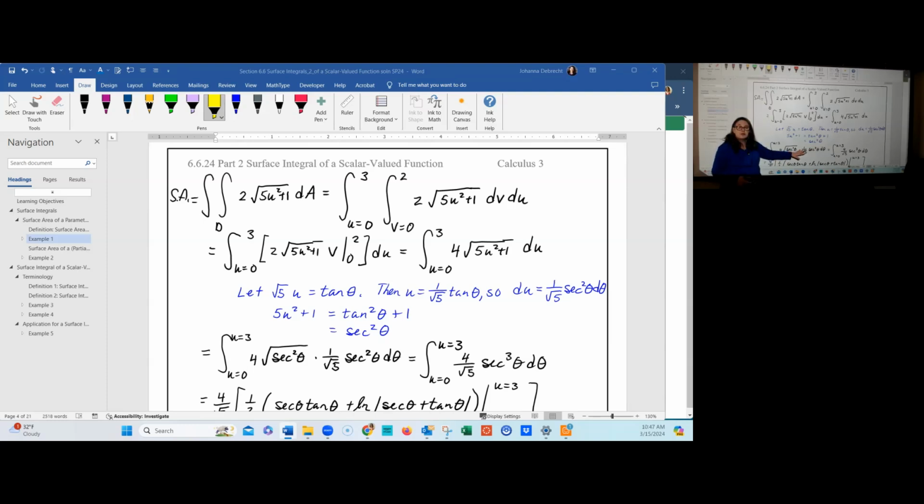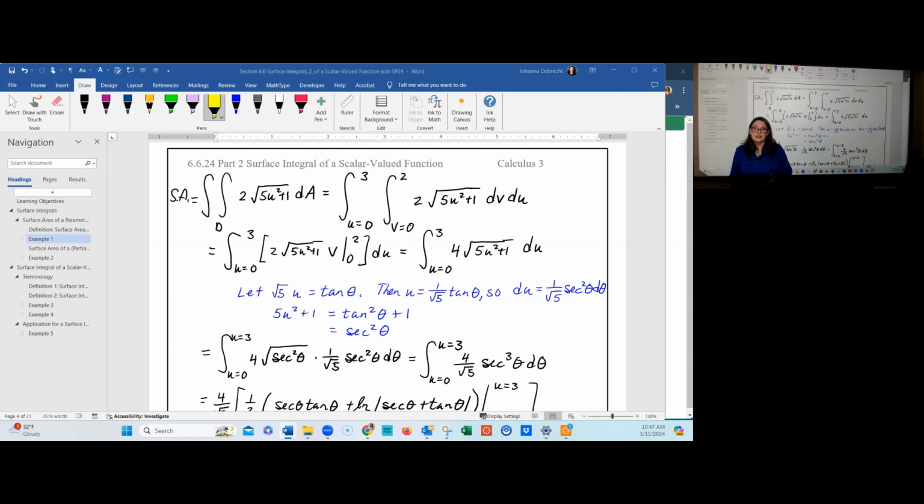When I substitute this into the integrand, I did not change my limits of integration this time because it would have been more difficult. So I kept them u values, but I wrote u equals 0 to u equals 3. 4 square root of secant squared of theta, which will give us a secant of theta, times 1 over square root of 5 times secant squared of theta d theta. This gives us a constant factor of 4 divided by the square root of 5, and the integrand of secant cubed of theta d theta.